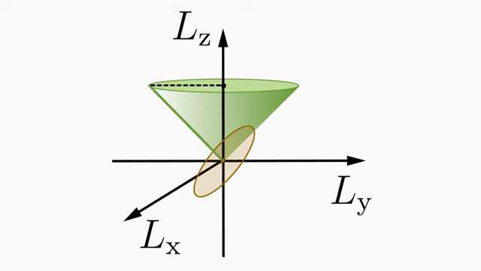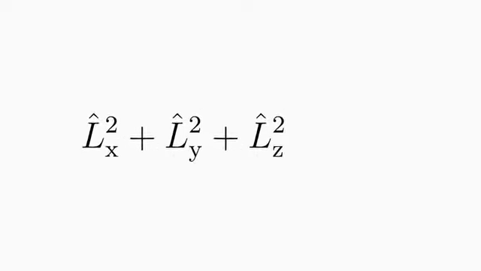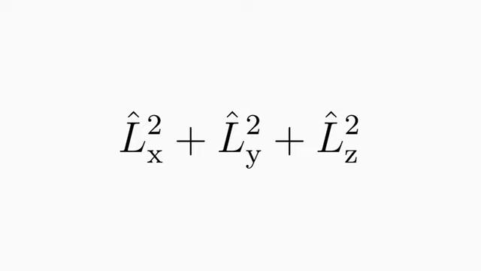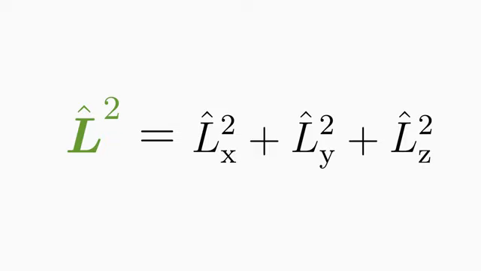From the illustration, we can already guess that although the direction of L is not unique, the length of the L vectors is. We can determine the length of the L vector with the sum of the squares of the angular momentum operators, Lx squared plus Ly squared plus Lz squared. This sum is briefly notated as the L squared operator.